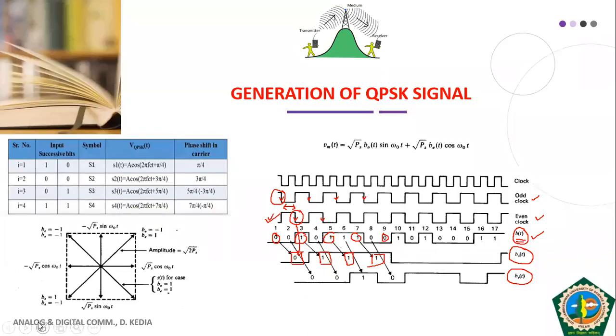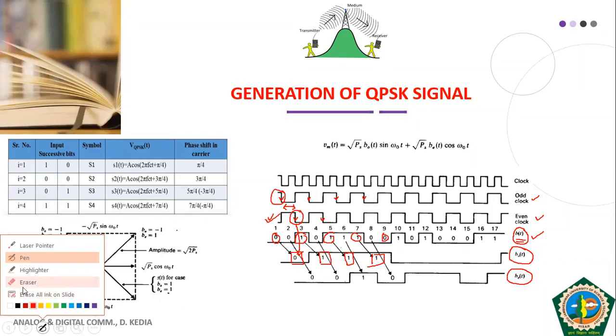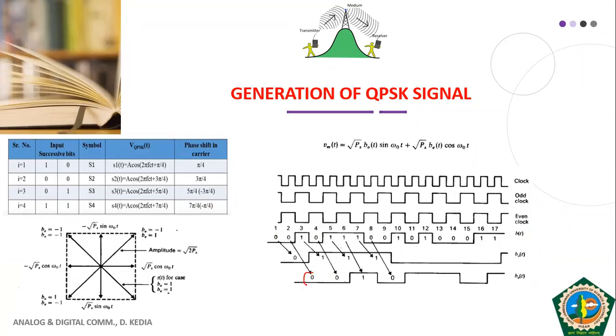I need to make a correction here. The even numbered bits are this one. These are the even numbered bits. By mistake, I showed the above one as the even numbered bits. So this bit is bit number 2, this bit is bit number 4, and this bit is bit number 6, which will operate at even clock. And the above one is the odd numbered bits.